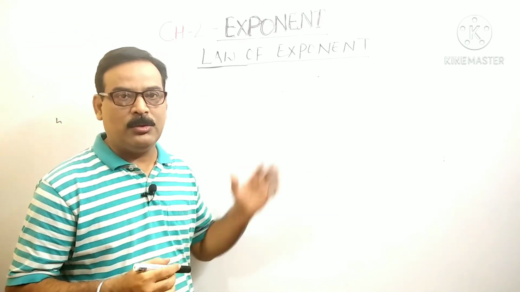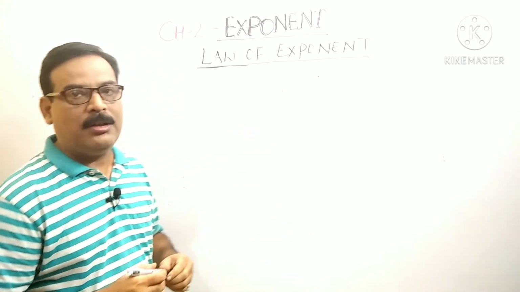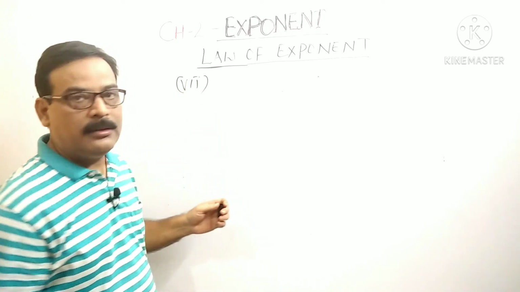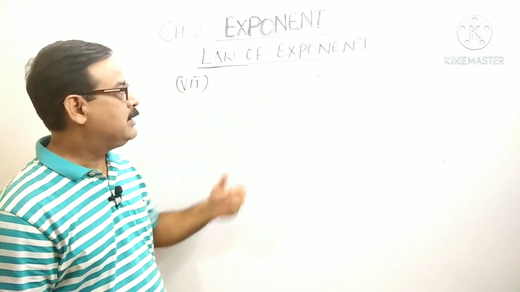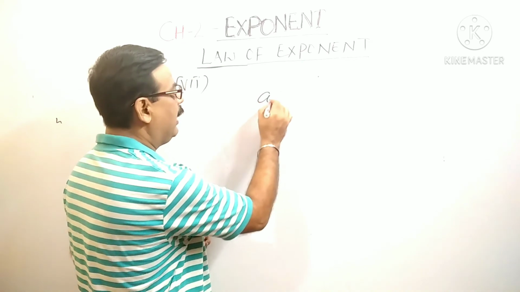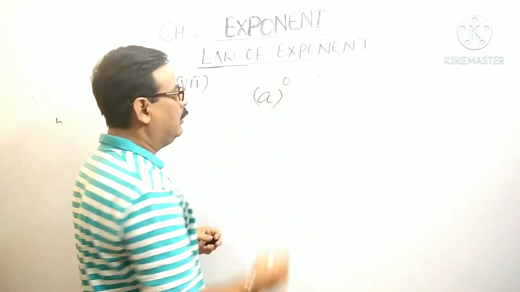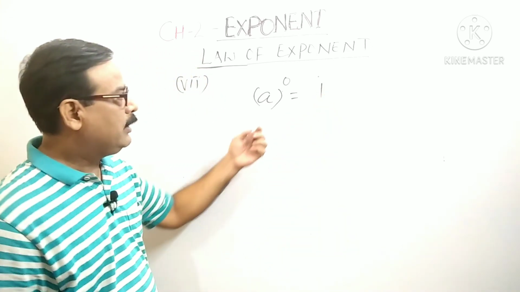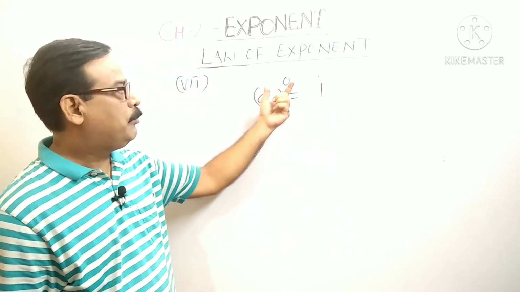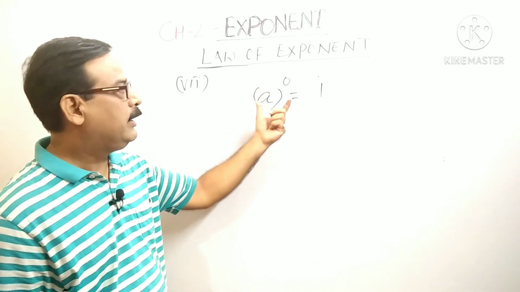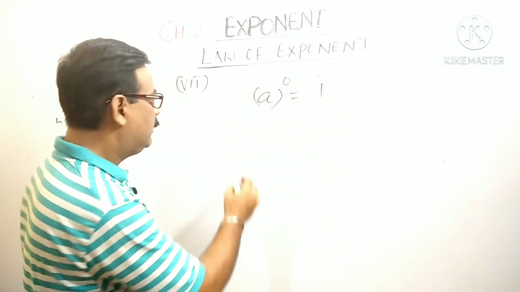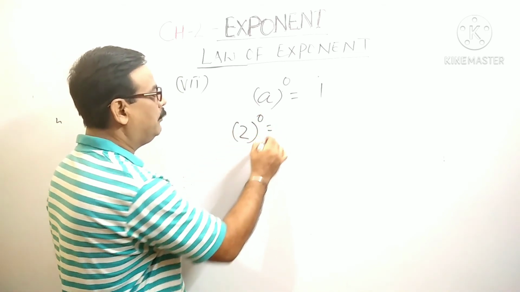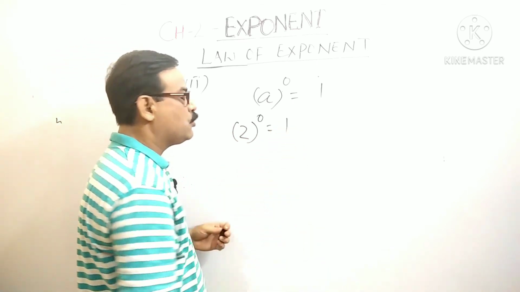Now guys, we are moving towards the last law of exponent, that is the 7th law of exponent, which says that if any number has power 0, the result is 1. So whatever number is given and its power is 0, the whole term is equal to 1. Let us see with an example. Here is 2 to the power 0. We can say that the value of this term is 1.